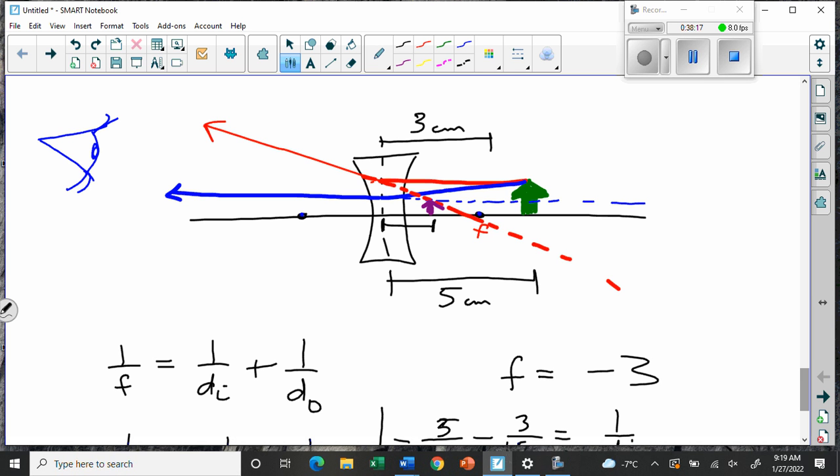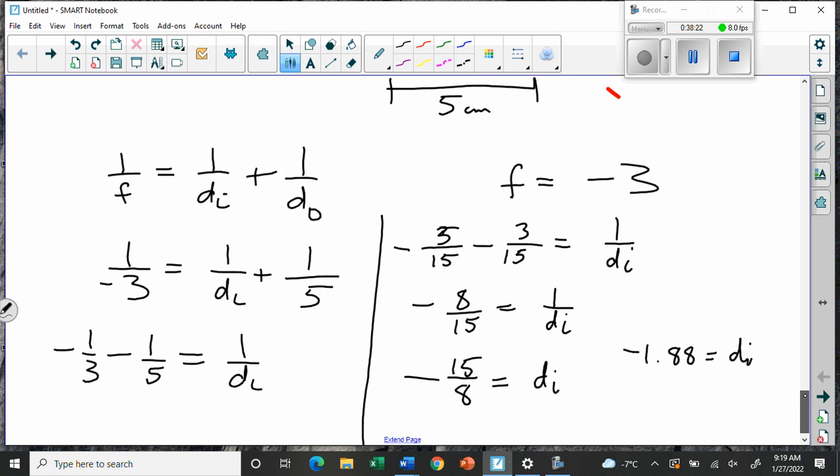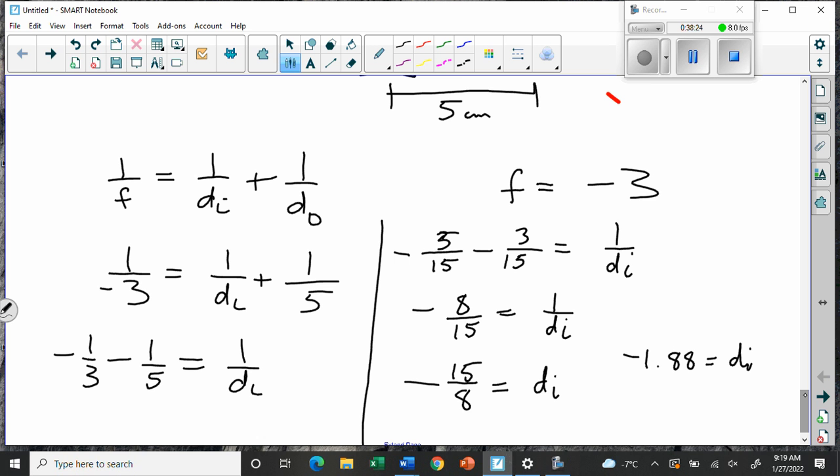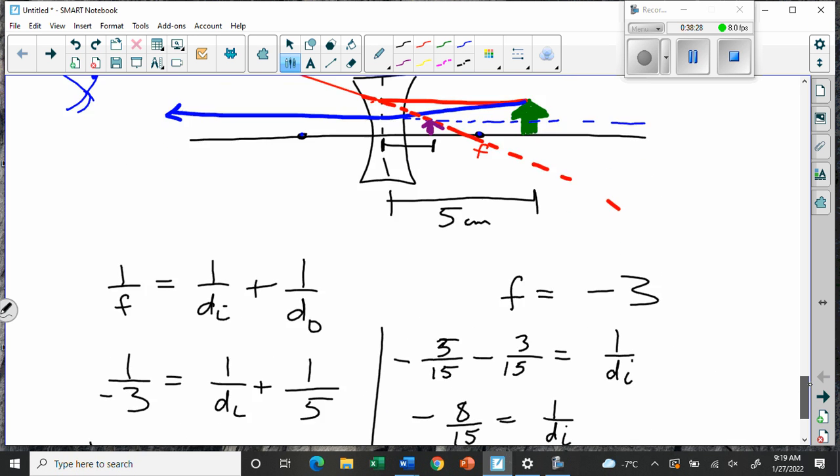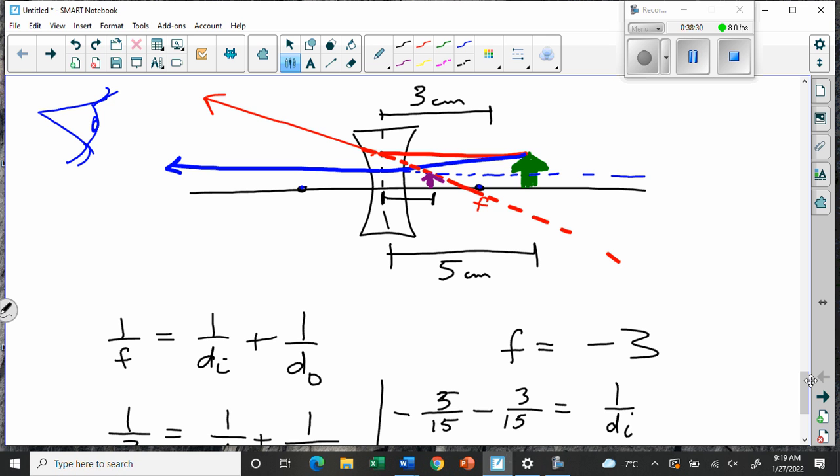It's less than 3. It's inside the focus, so that's good. It's a negative number, which means it's a virtual image, which means it must be formed by imagined light rays, right? Or apparent light rays. And it is. Dotted lines mean virtual, so that negative makes sense.